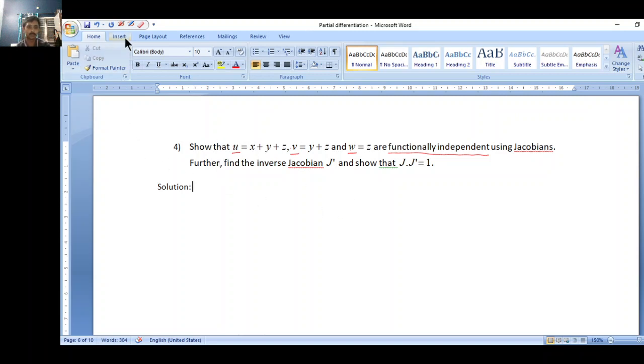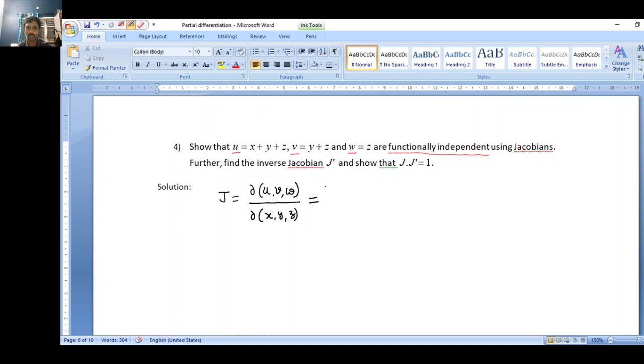And the corresponding independent variables are x, y, and z. So now ∂(u,v,w)/∂(x,y,z) is the Jacobian, and we are supposed to show that this is not 0 for these to be functionally independent. So without spending too much time, I'm going to straight away write the expressions for these, because by now I hope you know what each of these is.